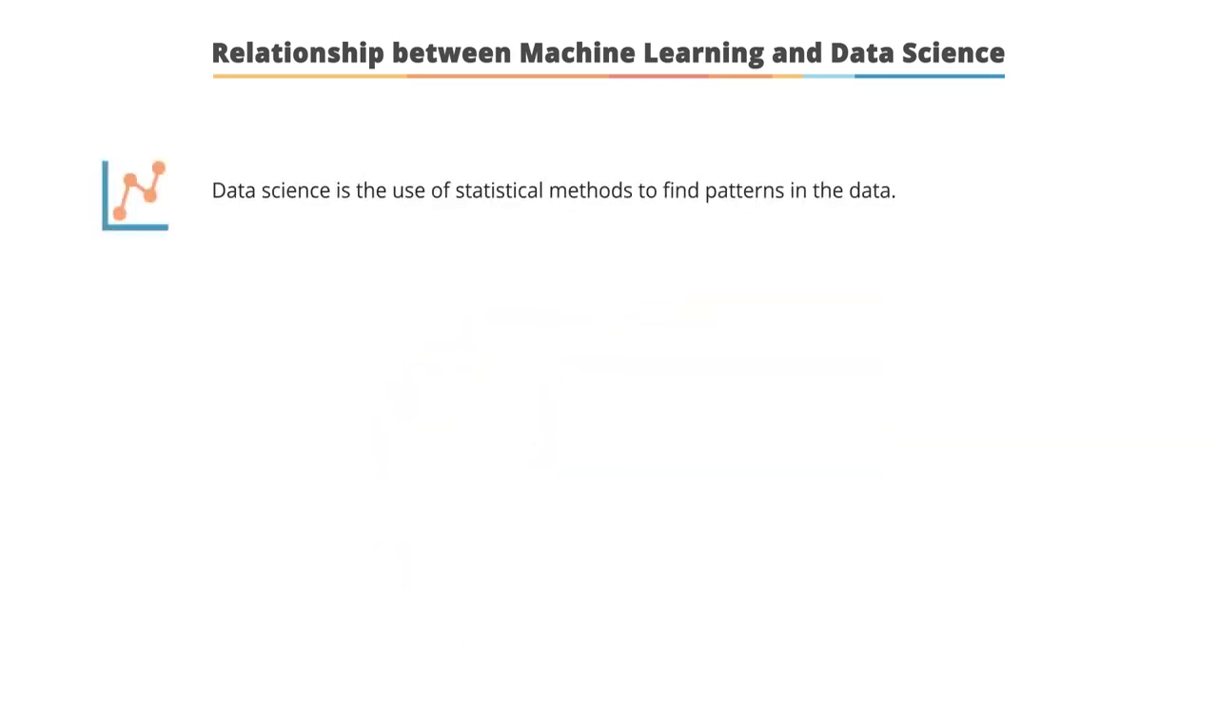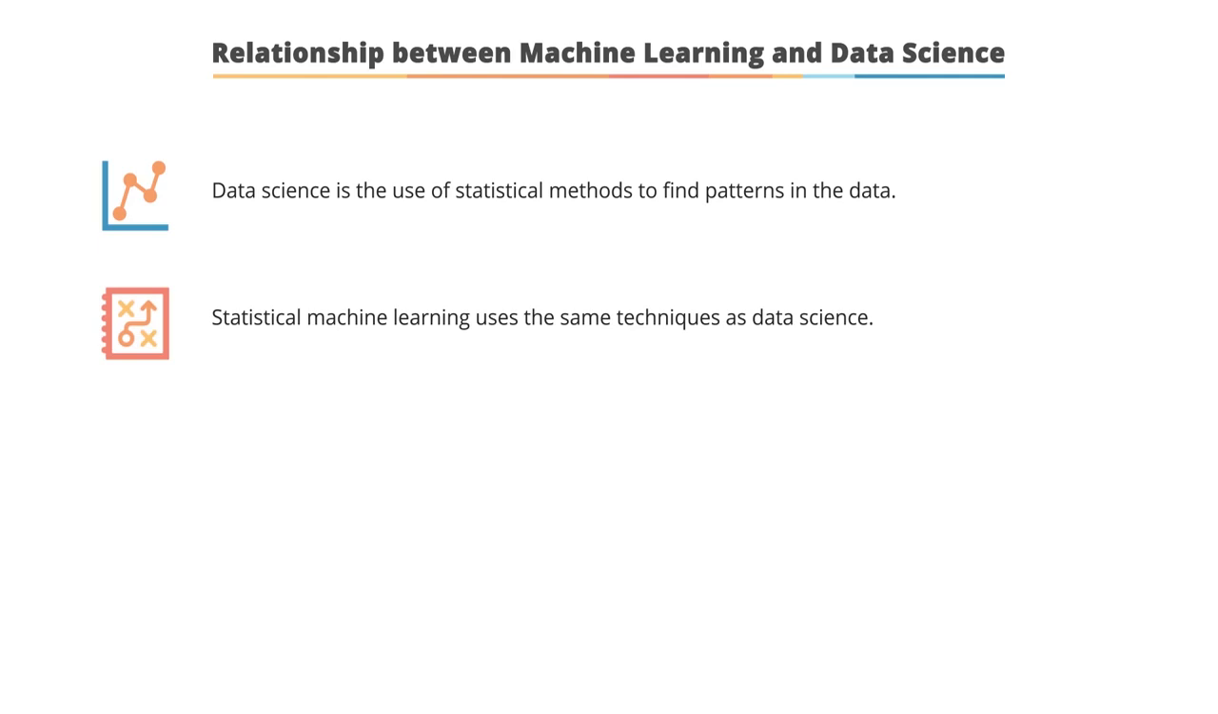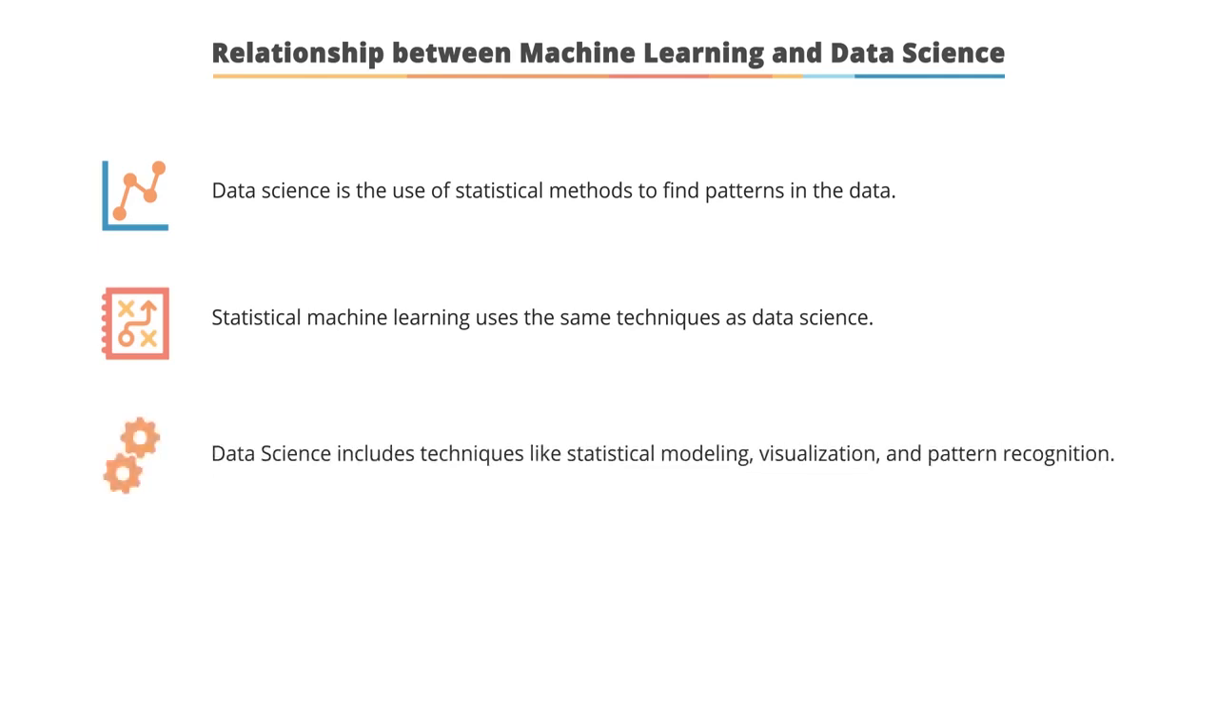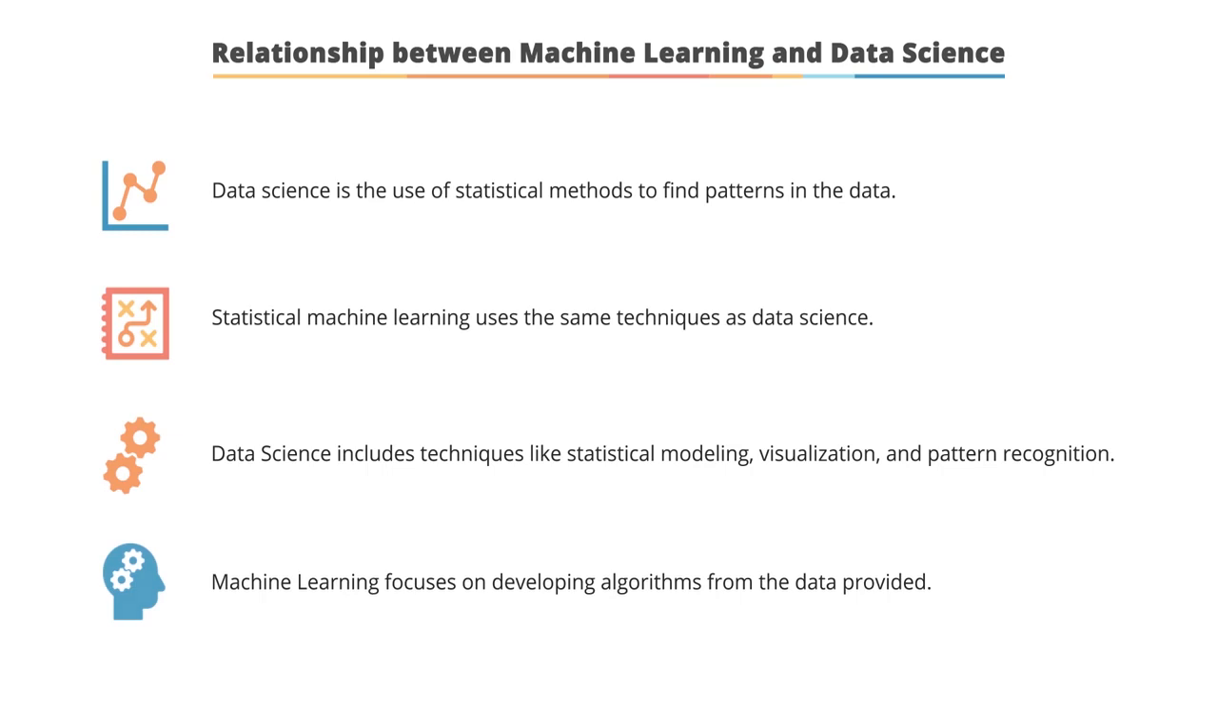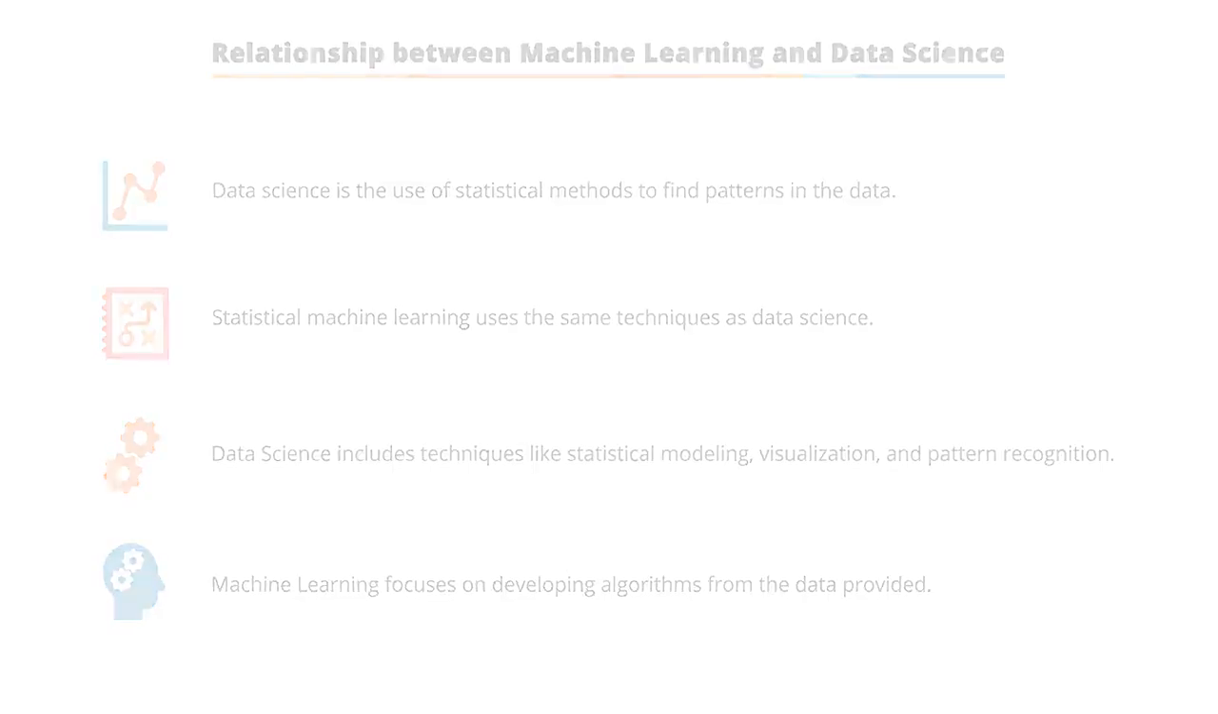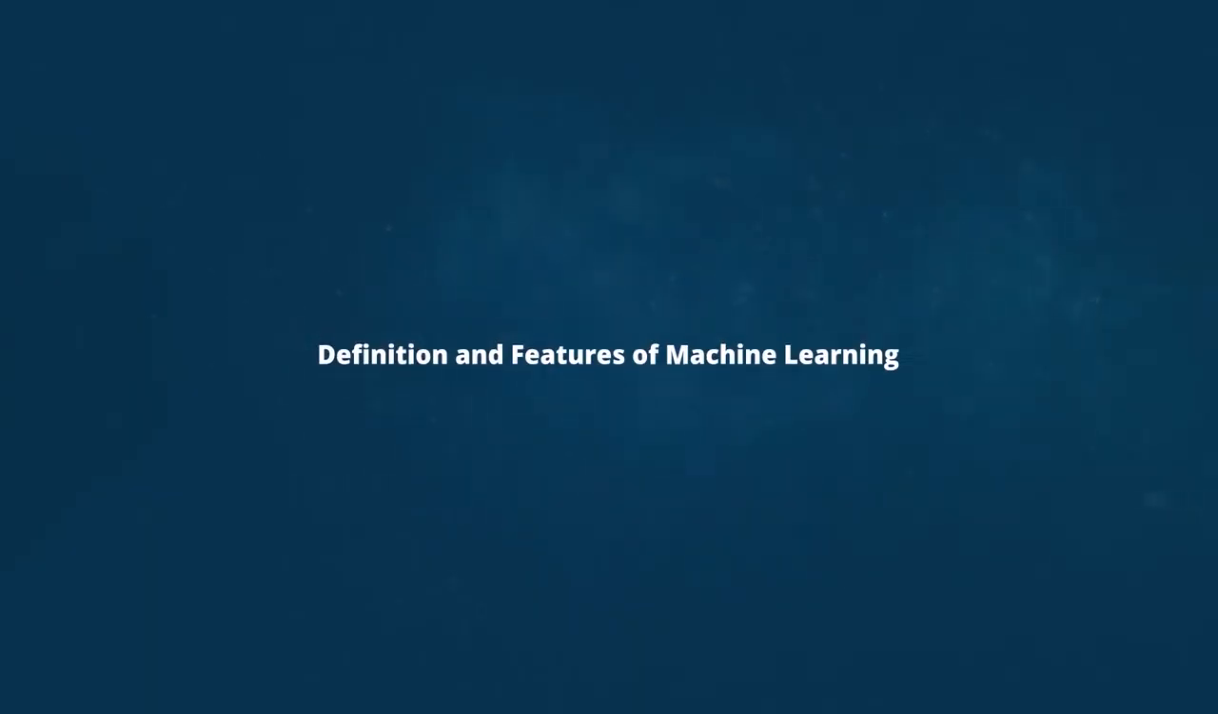Data science is the use of statistical methods to find patterns in the data. Statistical machine learning uses the same techniques as data science. Data science includes various techniques like statistical modeling, visualization, and pattern recognition. Machine learning focuses on developing algorithms from the data provided by making predictions. So, what is machine learning?